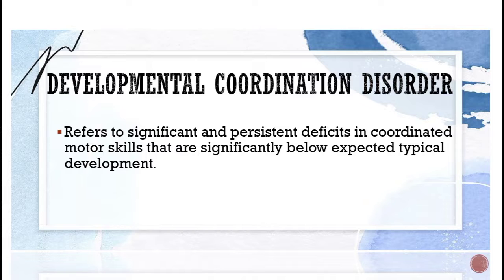So, sa mga causes ng DCD ay naka-include dito yung being born prematurely before the 37th week of pregnancy. Second, being born with a low birth weight. Third, having a family history of DCD, although it is not clear exactly which genes may be involved in the condition. And the last is the mother drinking alcohol or taking illegal drugs while pregnant.